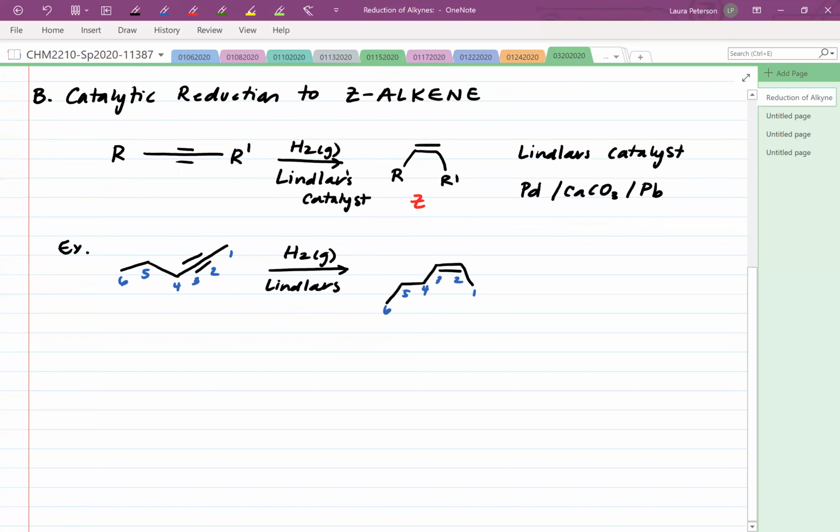All right, our last reaction of this chapter and our last reduction actually doesn't use hydrogen as the reductant. We're going to talk about a slightly different mode of reduction. And so this reduction is dissolving metal reduction. And that's going to give us E alkenes.